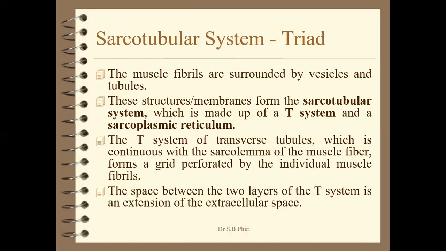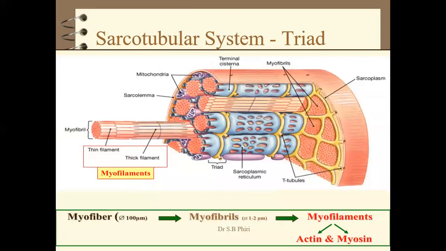So the T system is continuous with the sarcolemma. They are invaginations into the myofibrils that help to spread the action potential into the myofibrils. The space between the two layers of the T system is an extension of extracellular space. It's an extension of the extracellular fluid compartment into the myofibrils, because they are tubes that penetrate the myofibrils, responsible for the inward spread of an action potential.